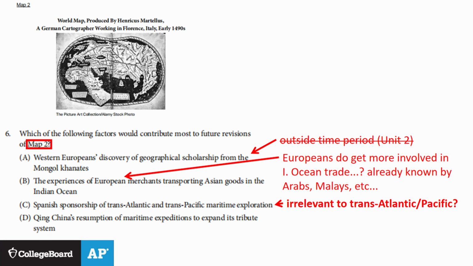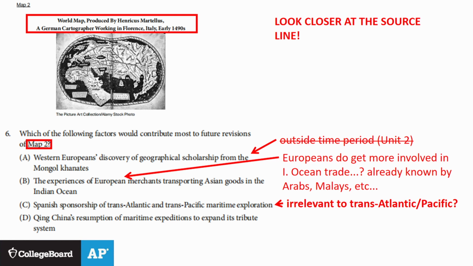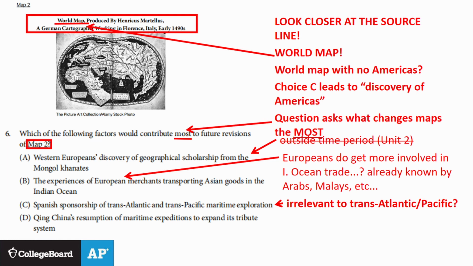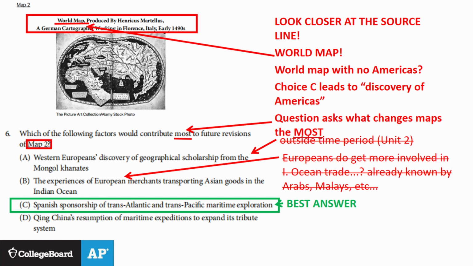How about C? You might think it's not relevant since this map doesn't really include trans-Pacific or transatlantic stuff. But look closer at the source. What is this map supposed to be? It's a world map, but it only includes Afro-Eurasia. Don't you think world maps would look quite different when you include the Americas? And it was the voyages mentioned in choice C that led to the future inclusion of the Americas in world maps. And when you consider that the question asks you what would most change future maps, it's now quite clear that C is better than A.